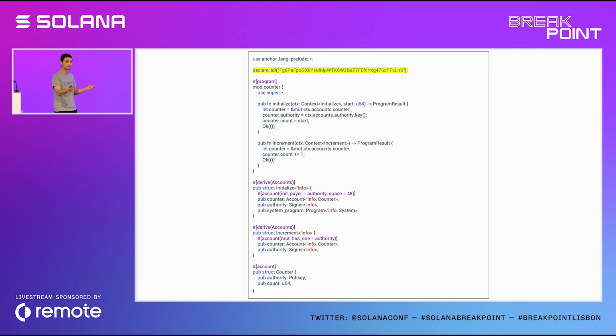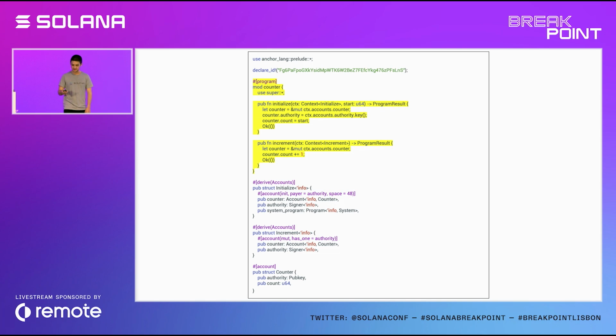This is going to be the program ID. And yeah, it's just a static constant, and we'll come back to this later. The next section is the program module. So this is the meat and potatoes of the program. This is where all the business logic is defined.